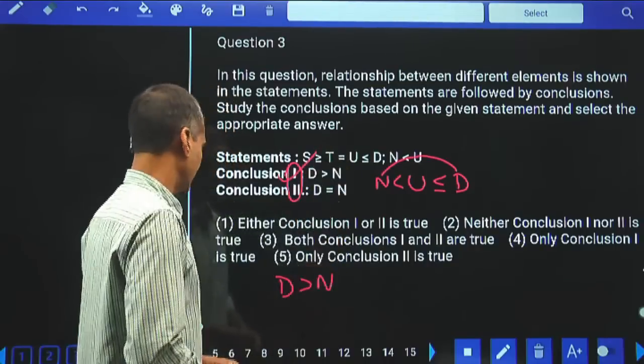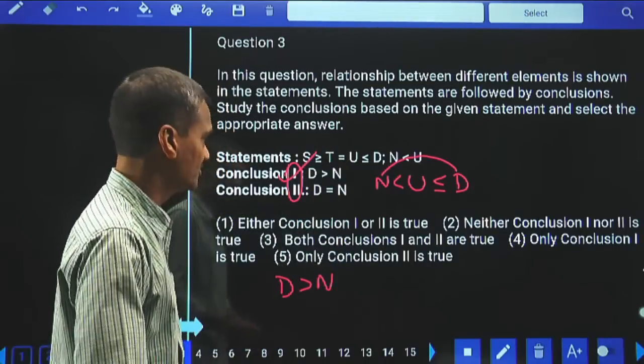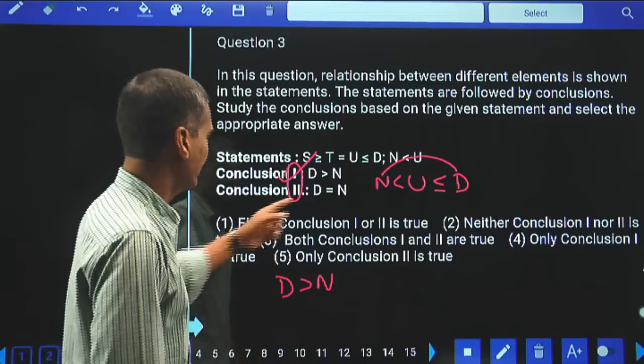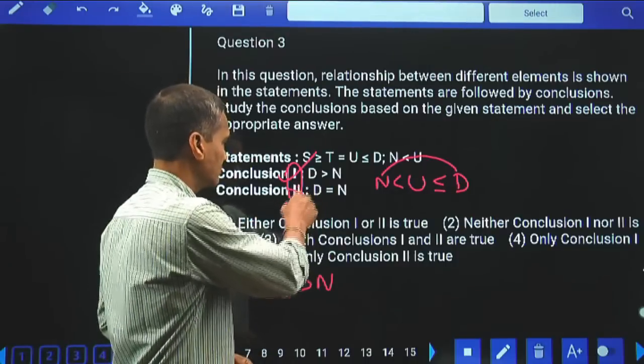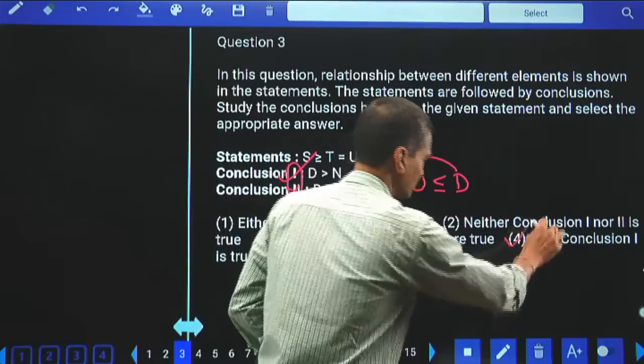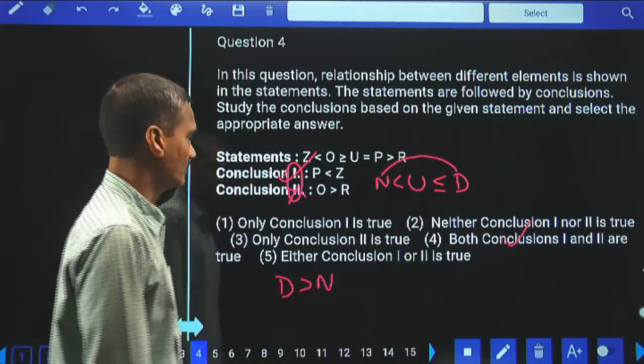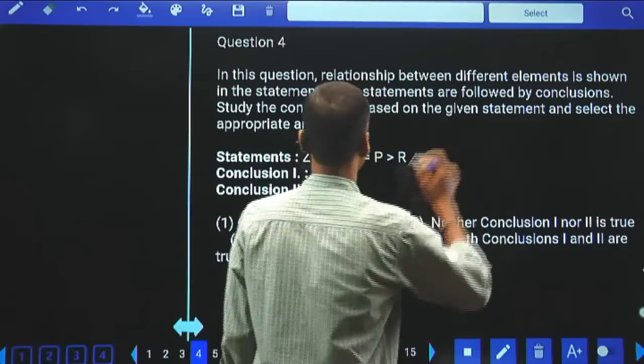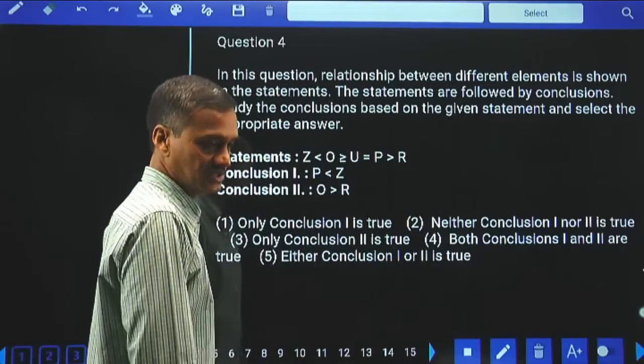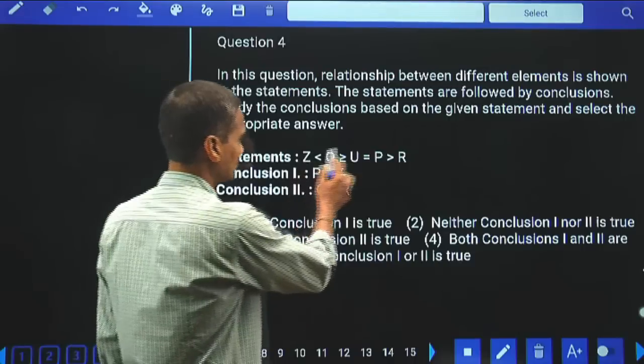D greater than N, that is the first conclusion is true, isn't it? The first one is true, and D equals to N is false. Hence what is your answer? Only conclusion 1 is true, that is choice 4, question number 3. Then coming to question number 4. Now in this question number 4, if you observe here the relation between P and Z. Now in this P and Z, Z is here, P is here.